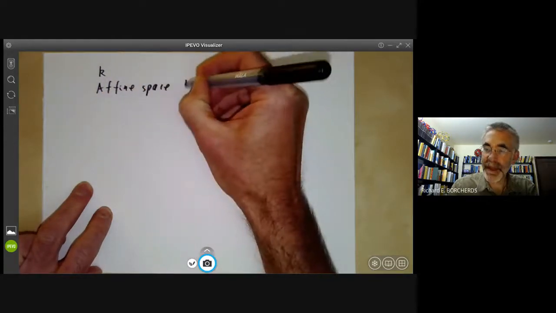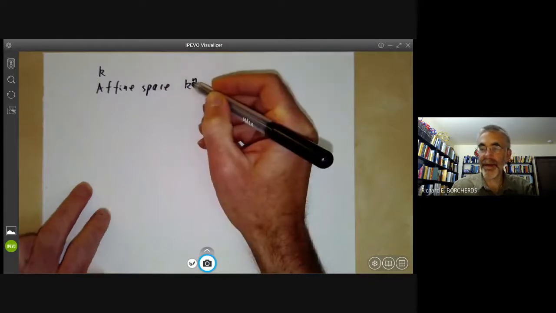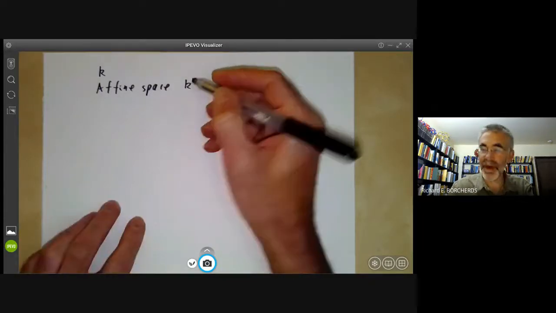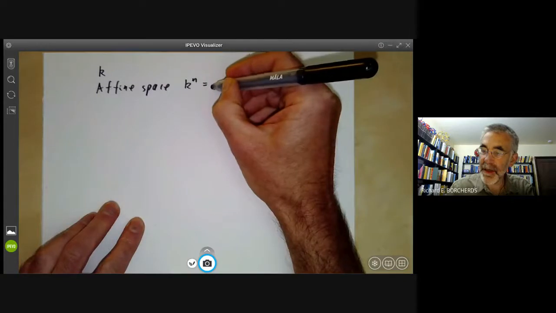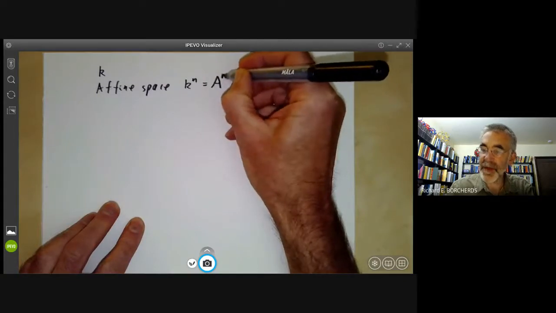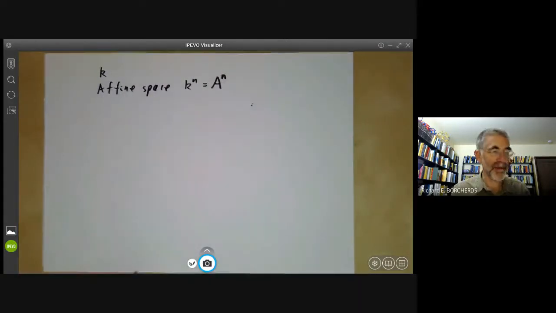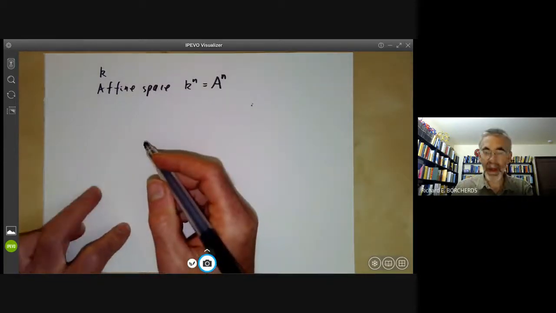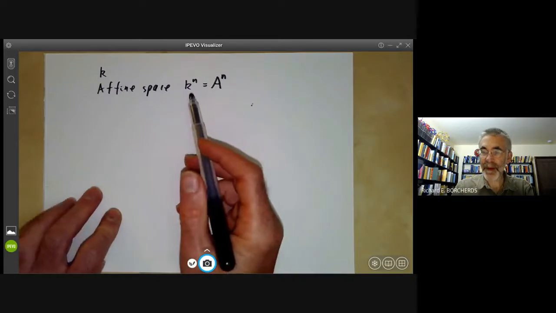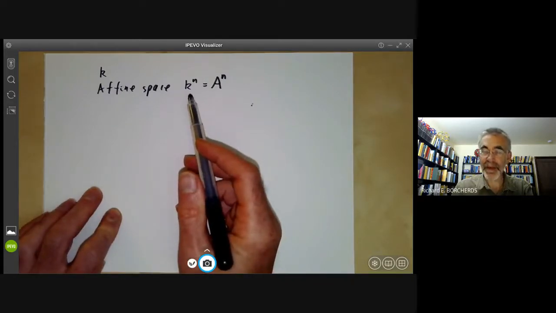an affine space is then just K to the N, a vector space of N dimensions over K, except it isn't quite, as we'll see in a moment, and it's often denoted by A to the N for affine space. So what's the difference between affine space and vector space? Well, the difference is quite subtle. They have slightly different automorphism groups.